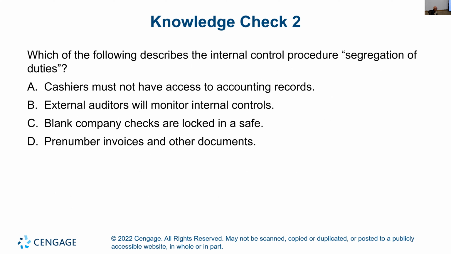Information and communication. All you really need to know here is that information needs to be timely. In order for it to be useful, it has to get there in a timely manner and be communicated efficiently. And then monitoring. Again, it goes back to the check on your controls, monitoring.